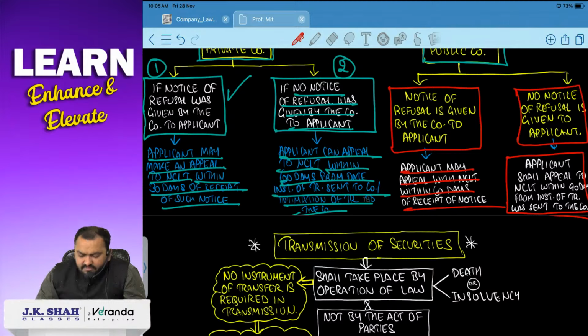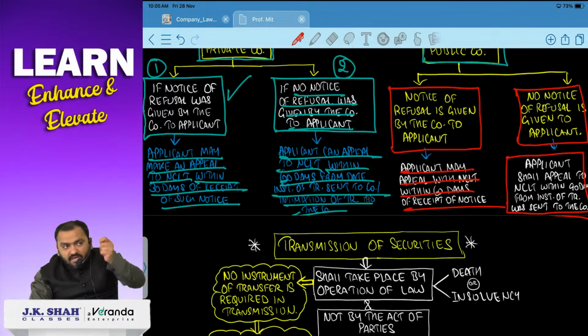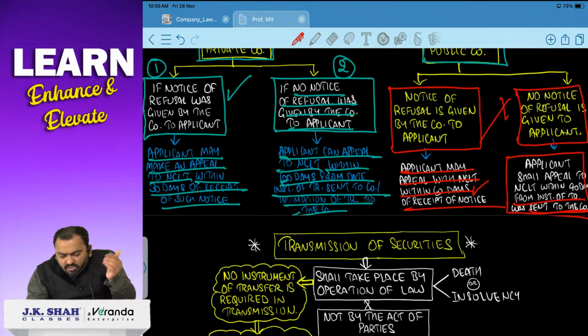Why 90 days here? Because the company has not replied to you. So basically, when you make the application for instrument of transfer or intimation of transfer, first you need to wait for 30 days, during which the company will either reply or register the transfer. So wait for 30 days for that. And for appeal, what is the time limit you get in a public company? In a public company, the time limit to appeal is 60 days. So 30 days here they have not given you the reply. So 30 plus 60 days for appeal, total is 90 days.